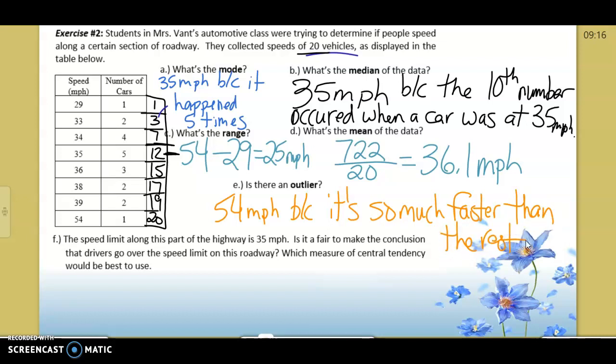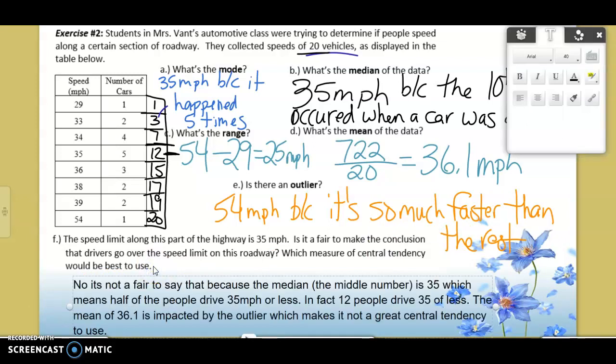And finally, we finish up with that question. The speed limit along this part of the road is 35 miles an hour. Is it fair to make a conclusion that drivers go over the speed limit on this roadway, and which measure of central tendency would be best to use?